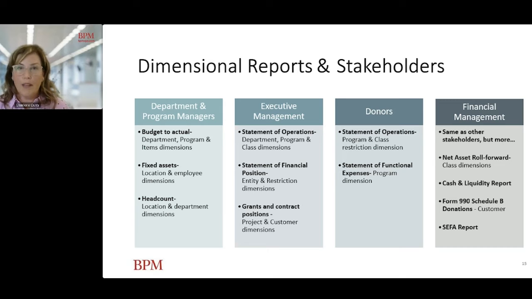The second grouping is the executive management. Now think of them as being at the 50,000 foot height, and they're going to be looking at the entire organization. They'll still want to dice and slice and see some of the performance of the departments and the programs. But they're really going to be focused on the statement of operations, the statement of financial position at the higher level. And then they're going to be looking at the dimensions of class distinctions, which are the restrictions. That's going to be key for them.